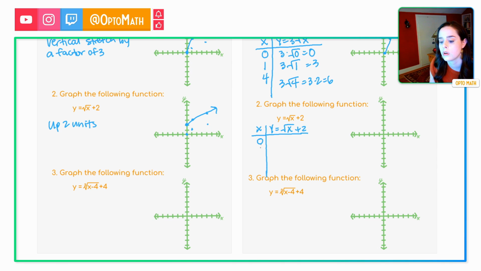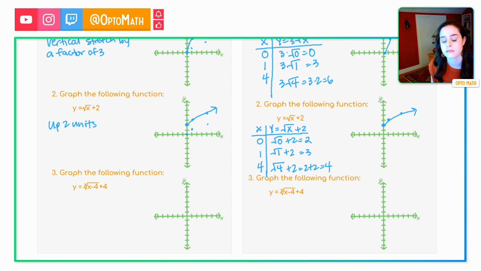We're going to choose 0, 1, and 4. So we've got the square root of 0 plus 2, and that's going to be 0 plus 2, which is 2. So 0, 2 is a point. Now we've got the square root of 1 plus 2, which is 1 plus 2, which is 3. So 1, 3. And we've got the square root of 4 plus 2, which is 2 plus 2, which is 4. So 4, 4. And here's our function.